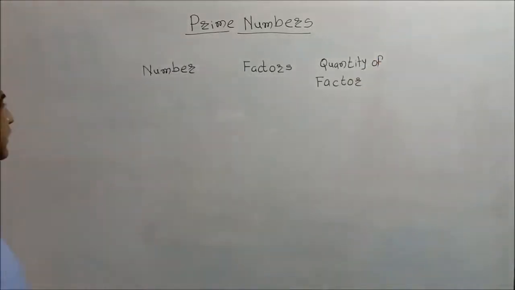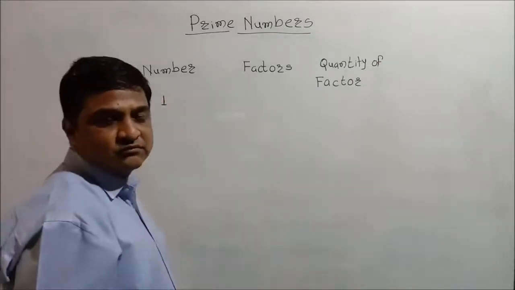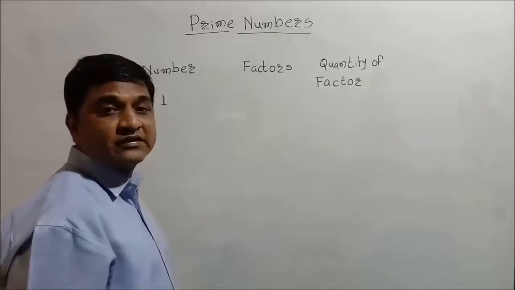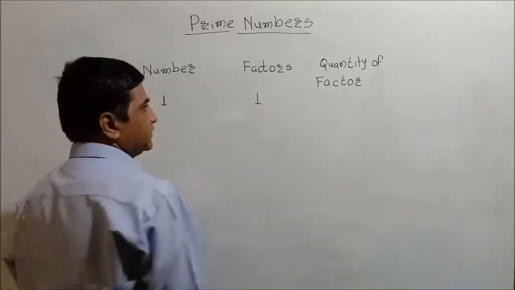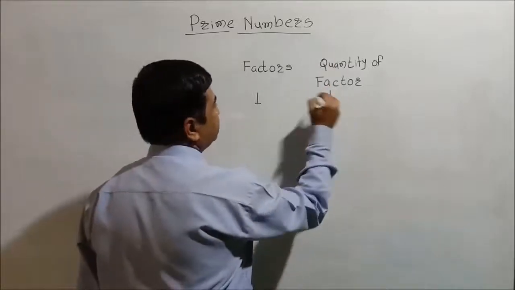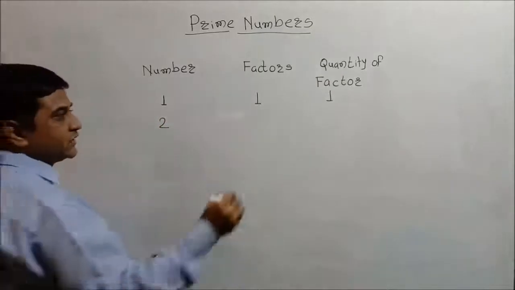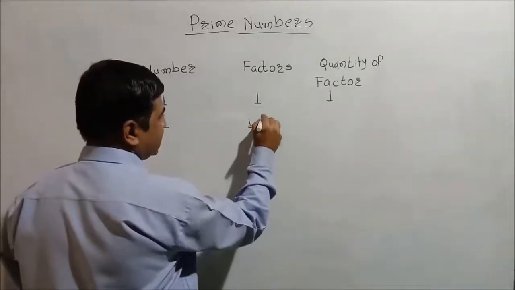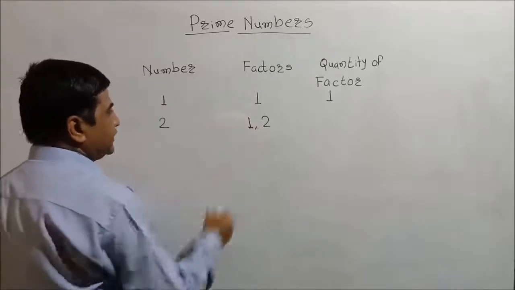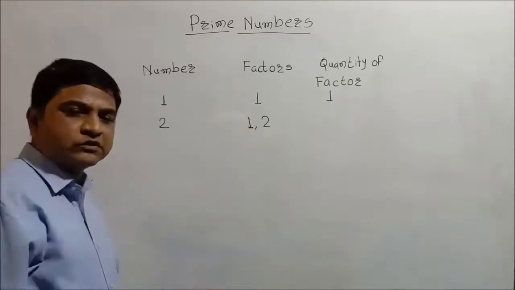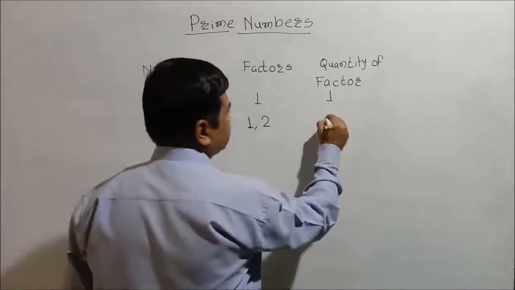So we'll start with 1. What is the divisor of 1? The perfect divisor of 1 is 1 itself. So we are having only one factor for 1, and that is 1. So quantity of factors is 1. Now we will go for 2. Well, 2 is having two divisors, 1 and 2. So number 2 can be divided by 1 and 2 perfectly without leaving any remainder. So we get the quantity of factors being 2.